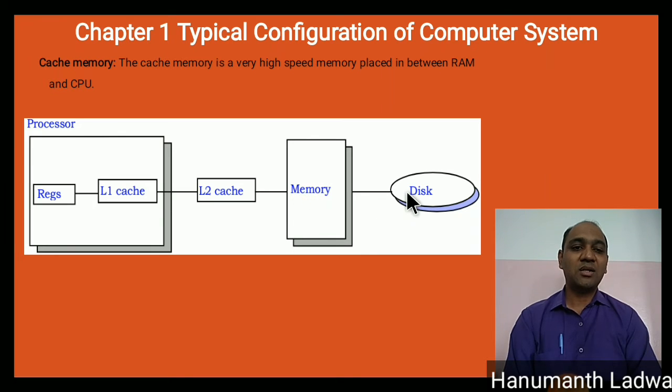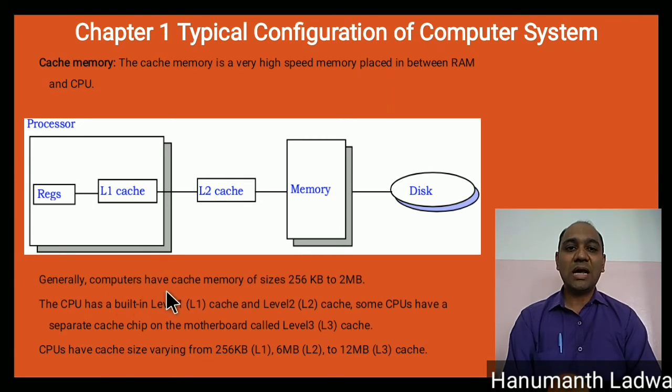And after that, you can see here we have got the hard disk, or you can say the secondary storage device. So here L1 is the fastest compared to L2 because L1 is directly embedded onto the microprocessor, that is the CPU itself. So hence it is faster.